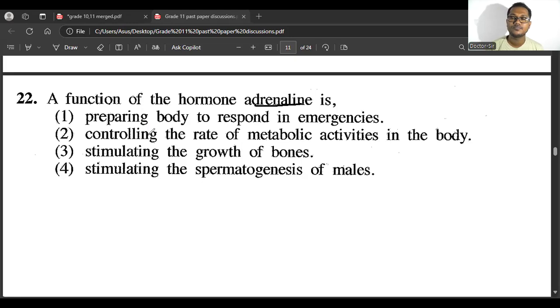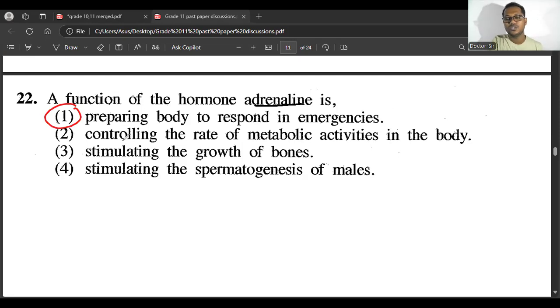Most of the people come with cardiac arrest, or their heart has stopped working. That means they are dead. However, we try to re-pump their heart. So we inject the adrenaline hormone into their blood circulation and their heart rate will go up with the adrenaline. So adrenaline prepares the body for emergency situations. The answer for this question is answer one.